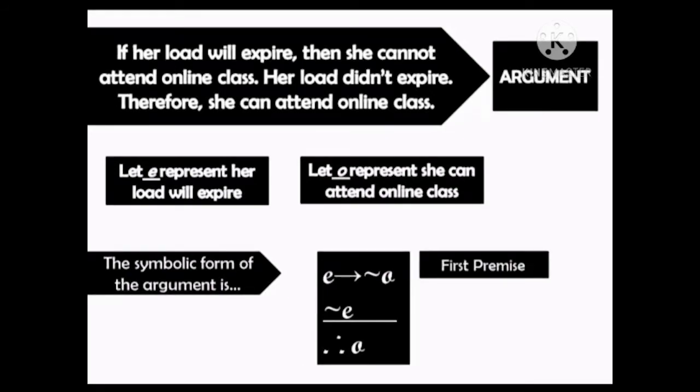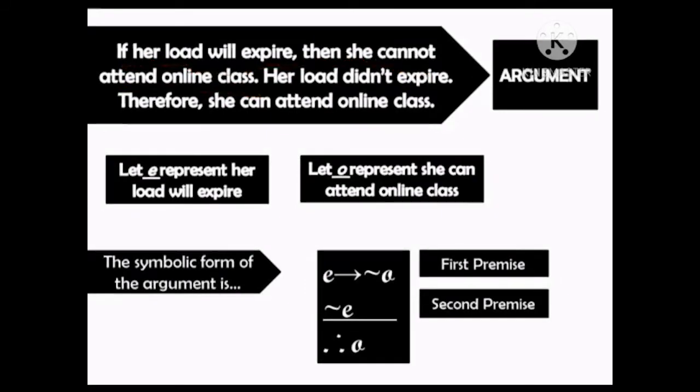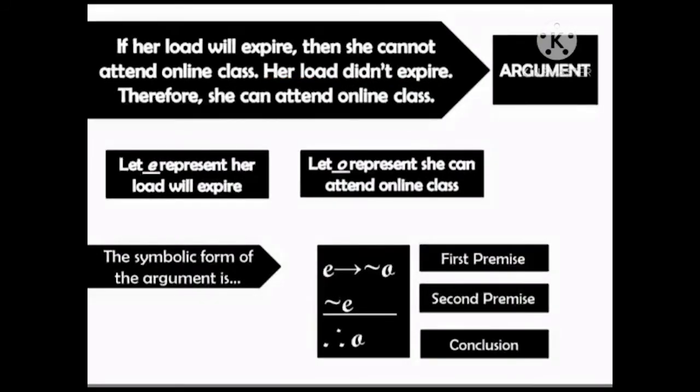The first premise is E implies not O, which is if her load will expire, then she cannot attend online class. The second premise, which is not E, is her load didn't expire. Next is the conclusion, which is O, therefore she can attend online class.